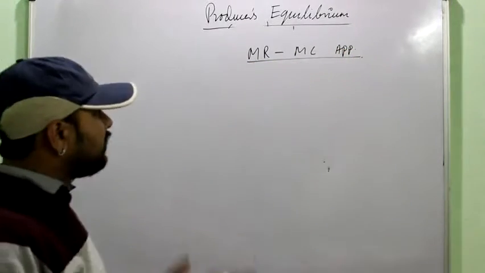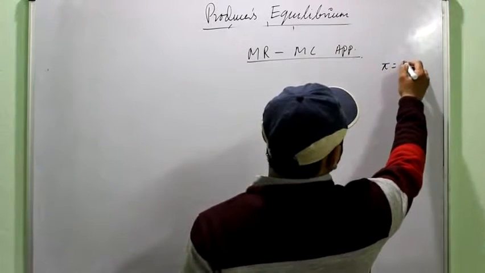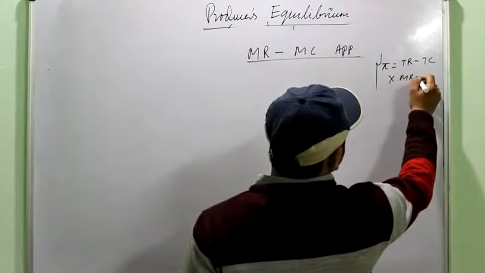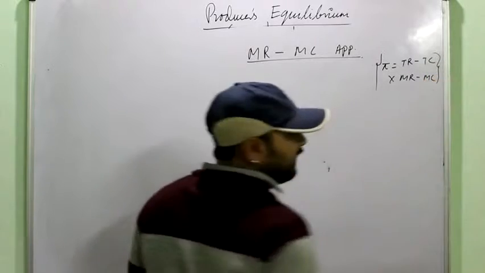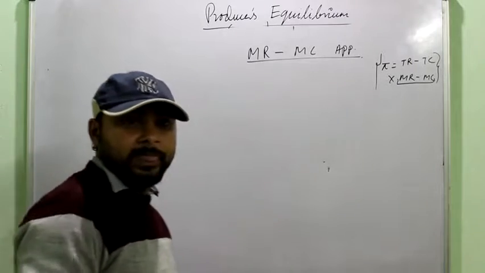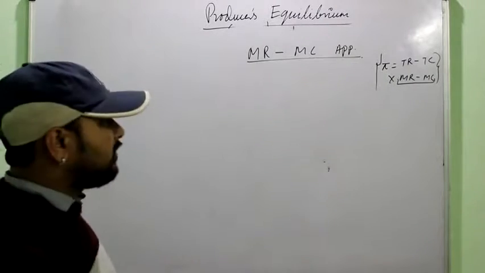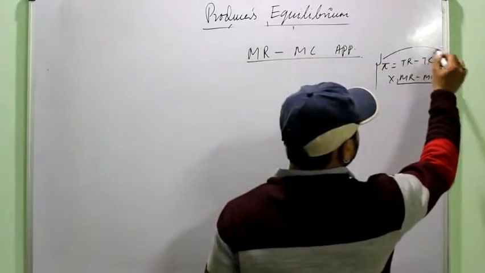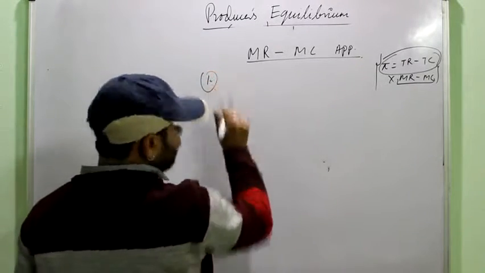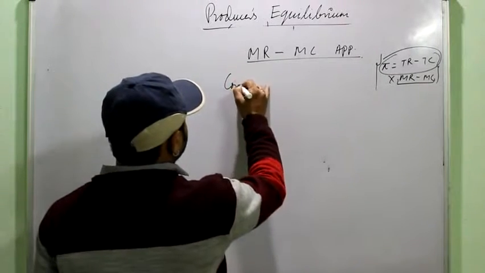Before moving on to this MRMC approach, we should take a precaution: remember that profit is total revenue minus total cost, and not marginal revenue minus marginal cost. Marginal revenue minus marginal cost will give you the profit only of that one particular unit. But TR minus TC will give you the total profit of the producer, and remember we have to maximize the total profit. So the first condition here for the equilibrium is MR should be equal to MC.